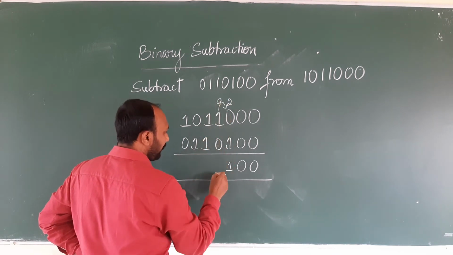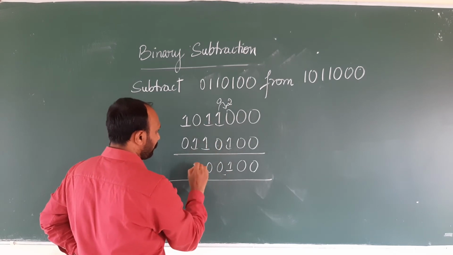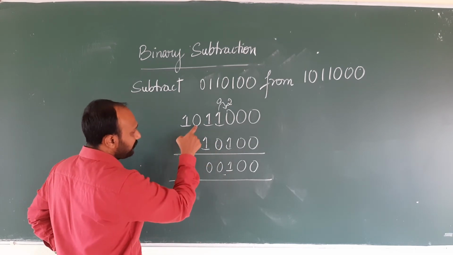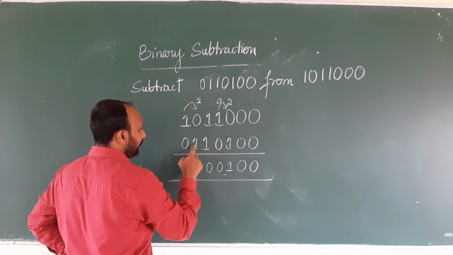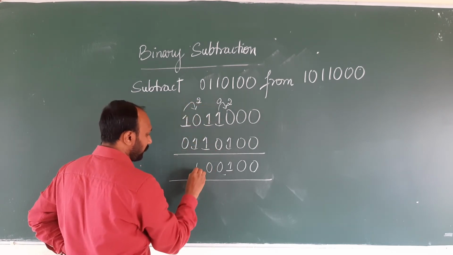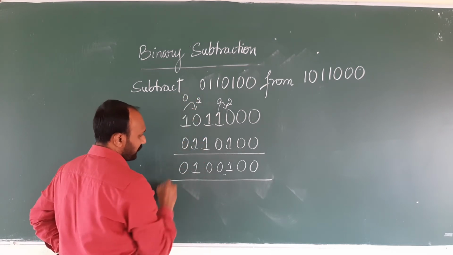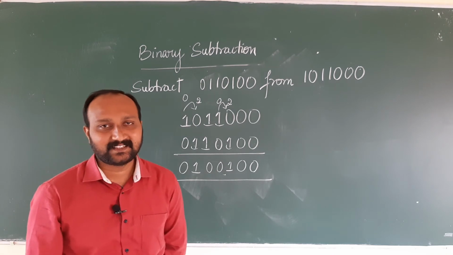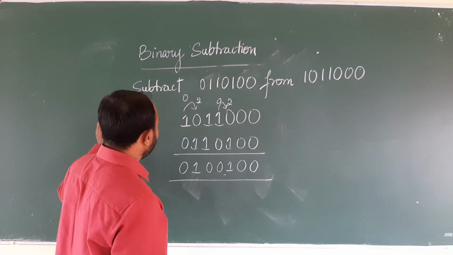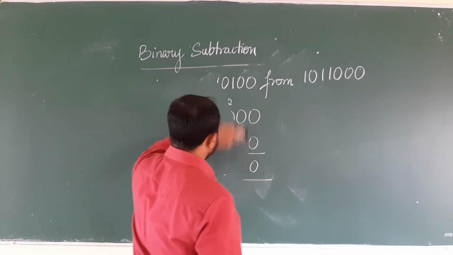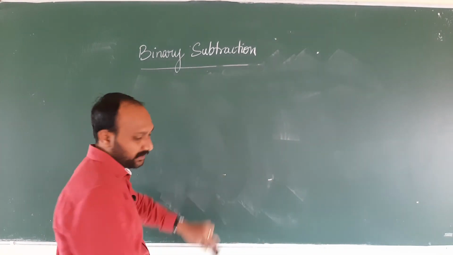0 minus 0 is 0. Again 1 minus 1 is 0. Again I need to subtract 1 from 0. So, I will be borrowing the base, that is nothing but 2. 2 minus 1 is 1. So, here I am left with 0. 0 minus 0 is 0. Okay, I hope you have understood this. Next, we will try out one more problem, a final one.